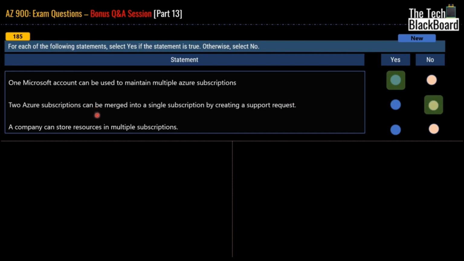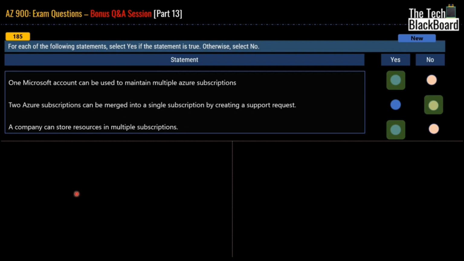Then we have the third statement, which says a company can store resources in multiple subscriptions. The correct answer is yes. Of course, you can store resources in multiple subscriptions. So you can create subscriptions as per your need. Always remember that Azure billing is always associated with an Azure subscription. For example, if you want to create a subscription for your HR department or for your finance department, so that you can track the expense that these departments are incurring on Azure resources. That's how you can manage different resources in different Azure subscriptions.